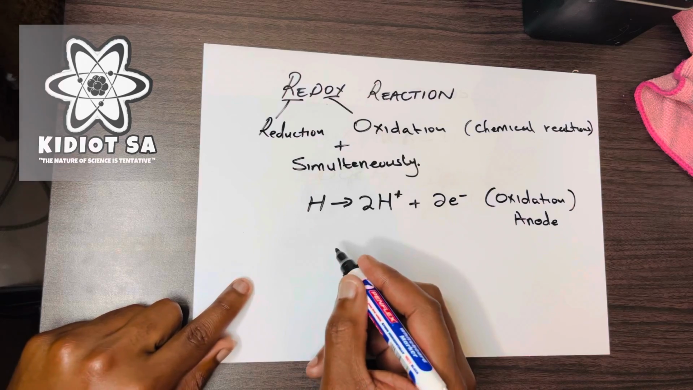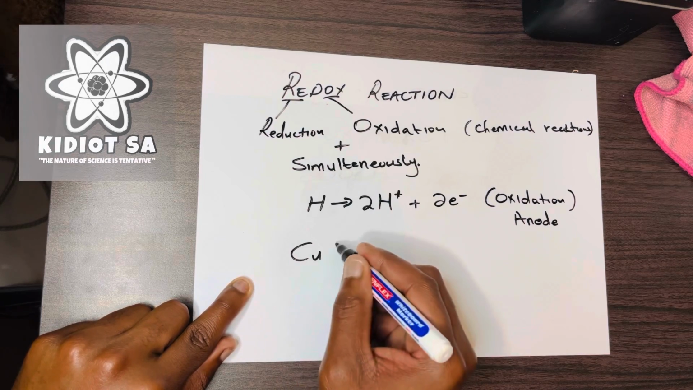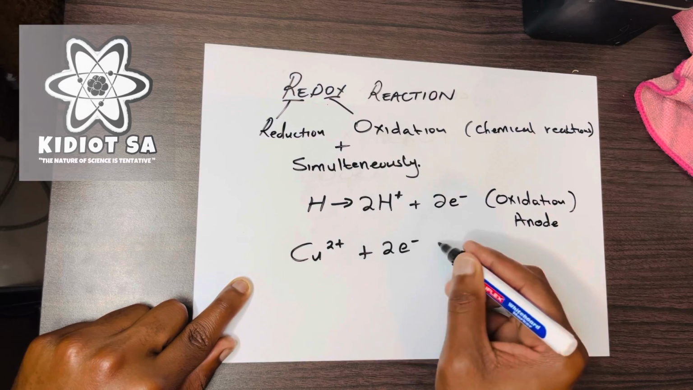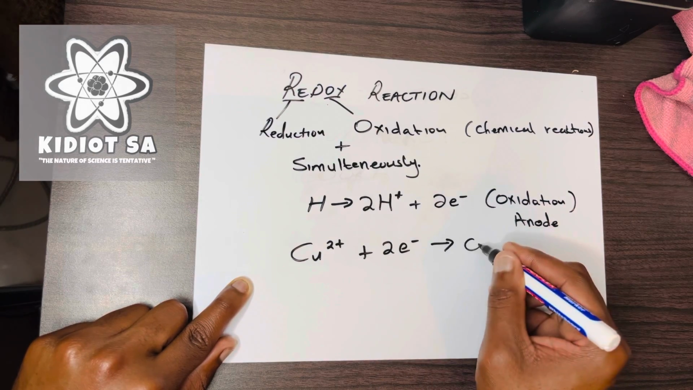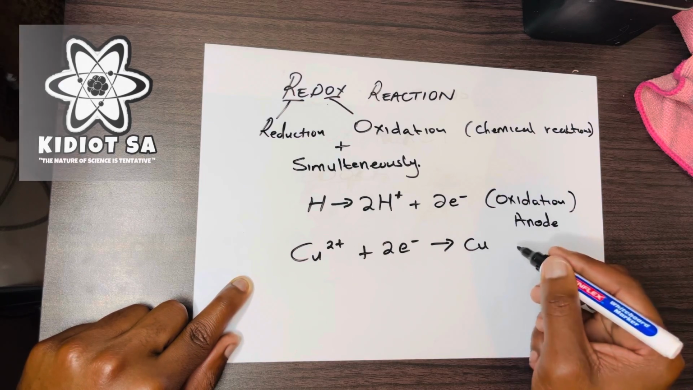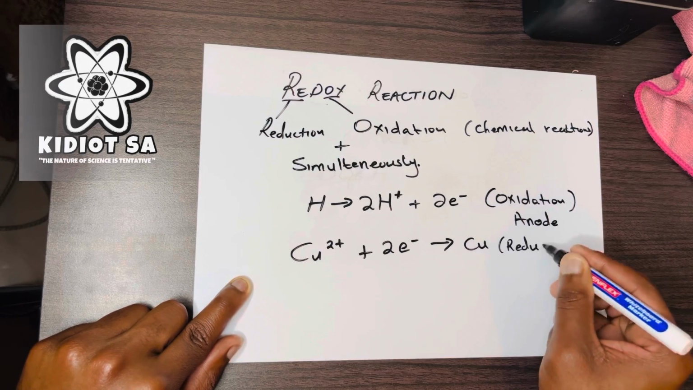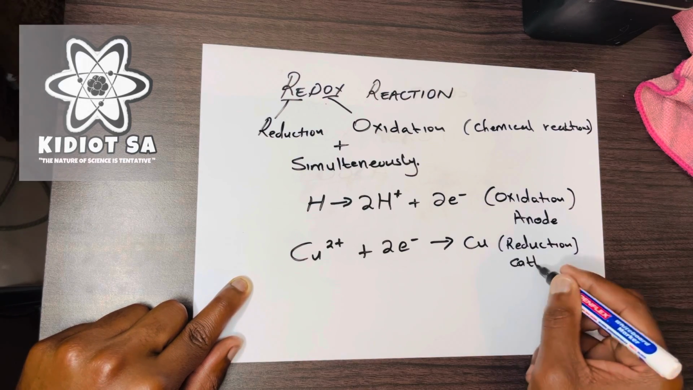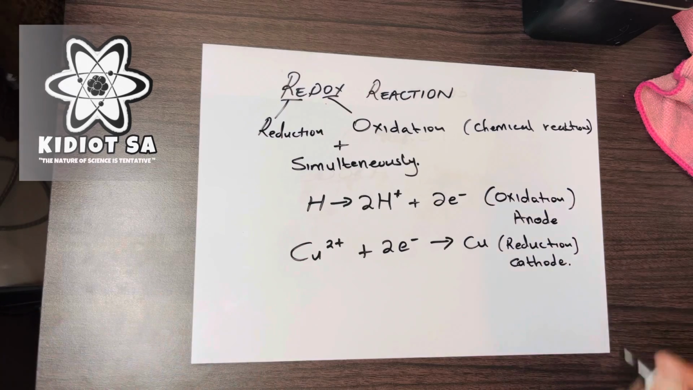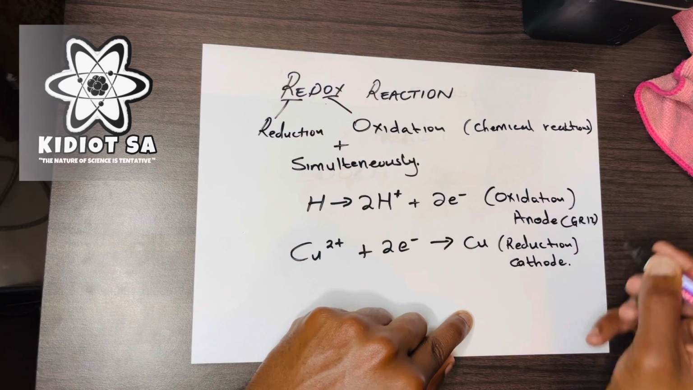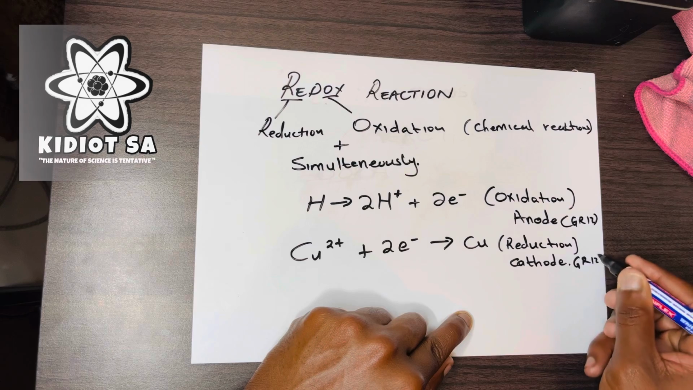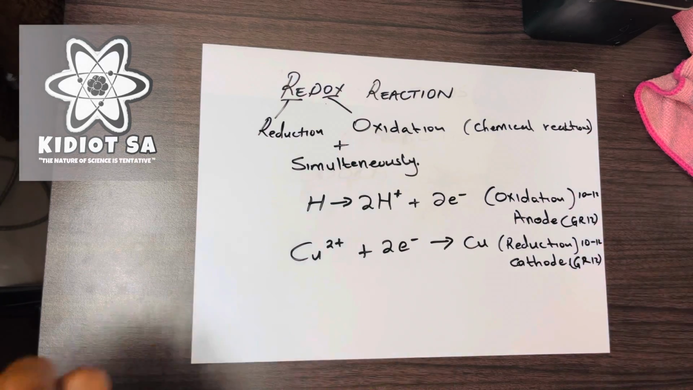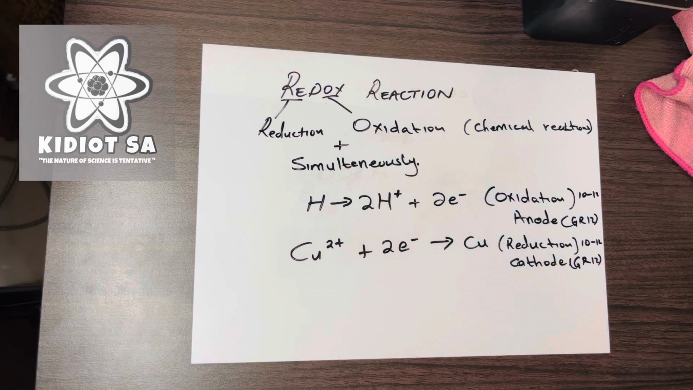And then again, we have a situation whereby Cu2+ plus 2e minus gives us the Cu. That many people, or scientists, call reduction, and others are calling it a cathode. That's a cathode reaction. Why are they saying so? This is for grade 12, but this is for grade 10 to 12. So now, let's quickly follow, and then I'll show you all the reasons why they are saying so.